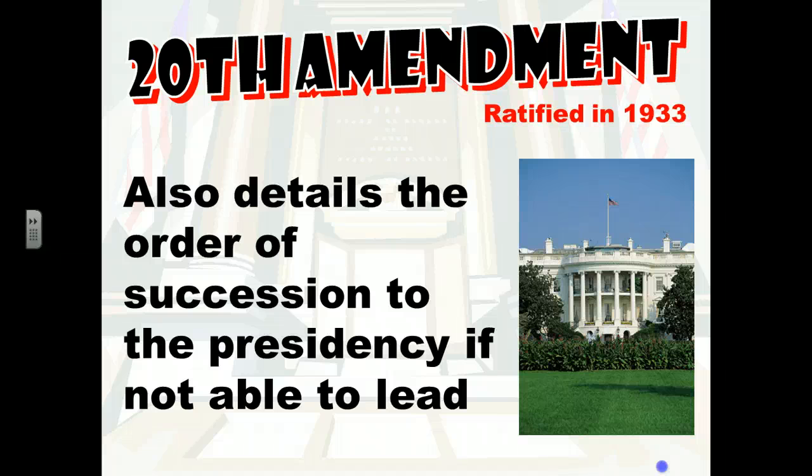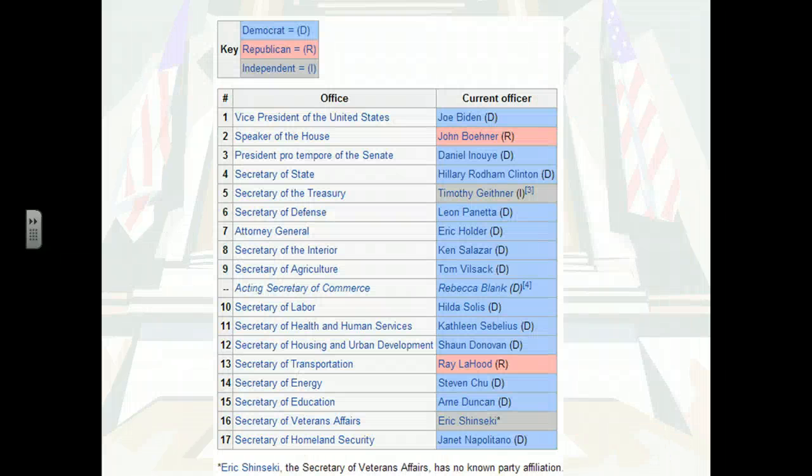So what they created as a result of this was what they call an order of succession. And this is our current one right now. Just pulled it up the other day and put it on the slide here. So if the president would be incapacitated, then the vice president obviously takes over. But then the person after that would be the Speaker of the House.